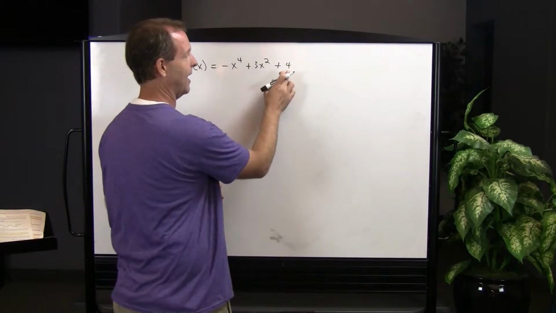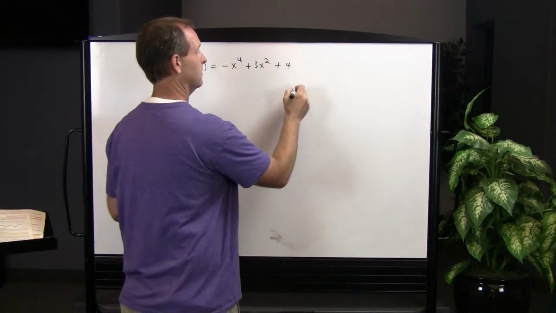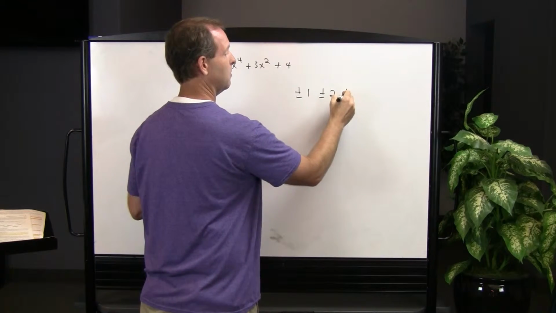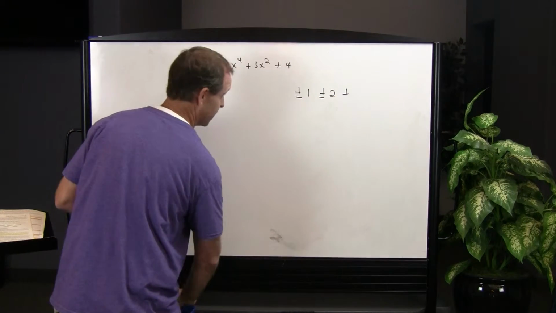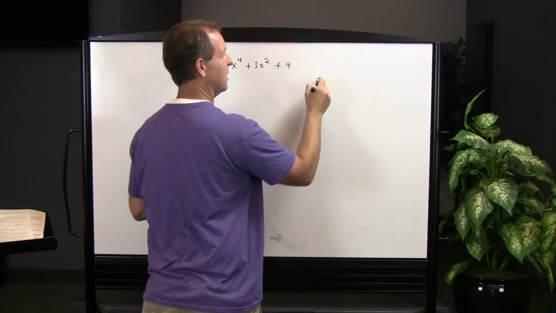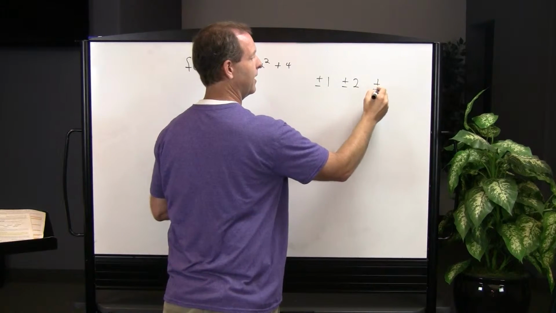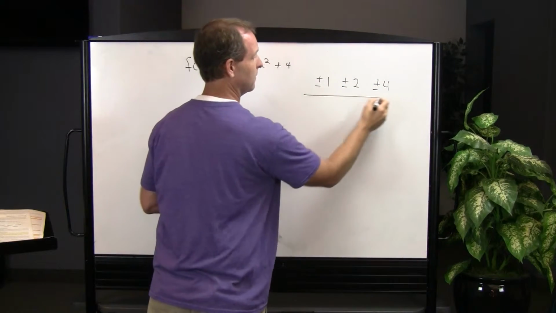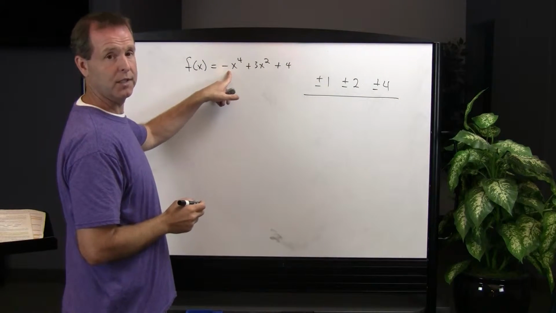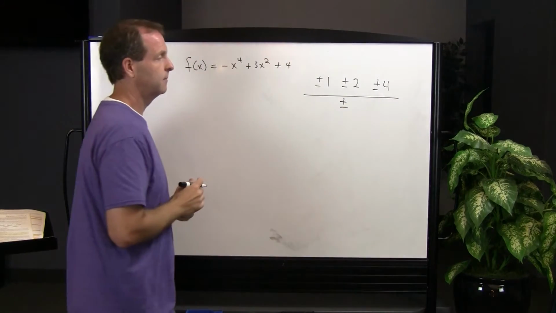In this particular case, 4 is my constant term. What are all of its factors? Plus or minus 1, plus or minus 2, plus or minus 4. And it's a ratio divided by all the factors of the leading coefficient. This one is easy, it's just 1, so I have plus or minus 1.